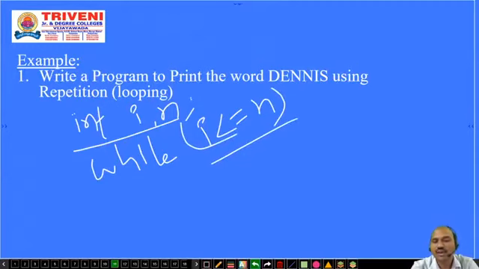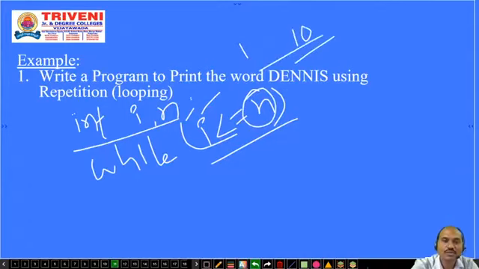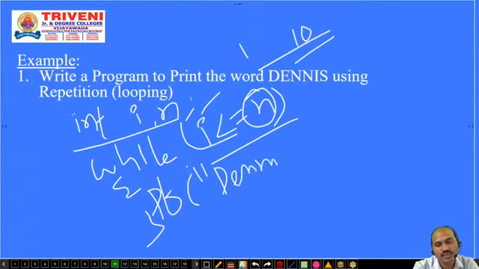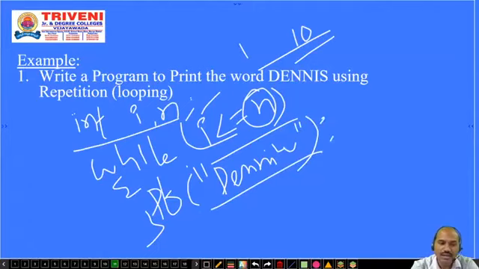So what was the value of i? i is just the starting value, 1. What was the value of n? n is 10. Then we are going to printf "Dennis", so the statement will be printing. Then we do i equals i plus 1.